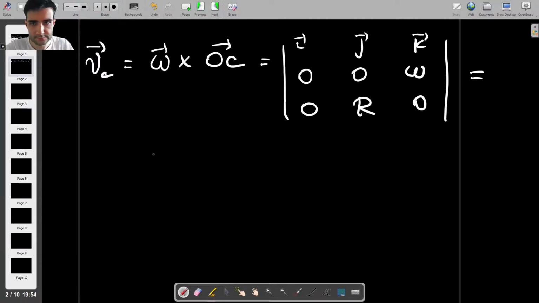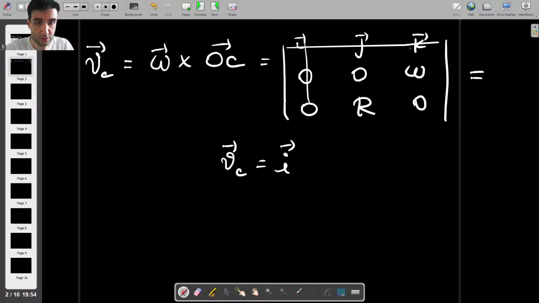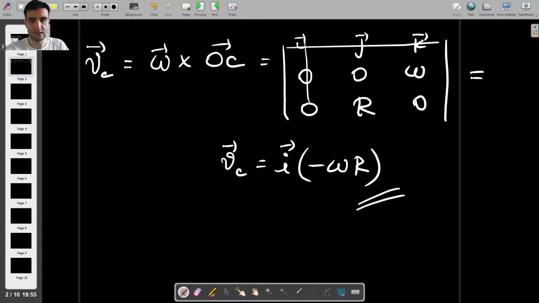So with this in mind, we can actually find what the velocity of C is. It has only an i component and the value is going to be minus omega r, and that's it. Now, obviously, we haven't solved the question because we don't know what omega is. So we have to find omega through another route and then come back, use that value of omega, put it in here, and then we will be able to find what the velocity of the center will then be. So let's think how to actually do that.